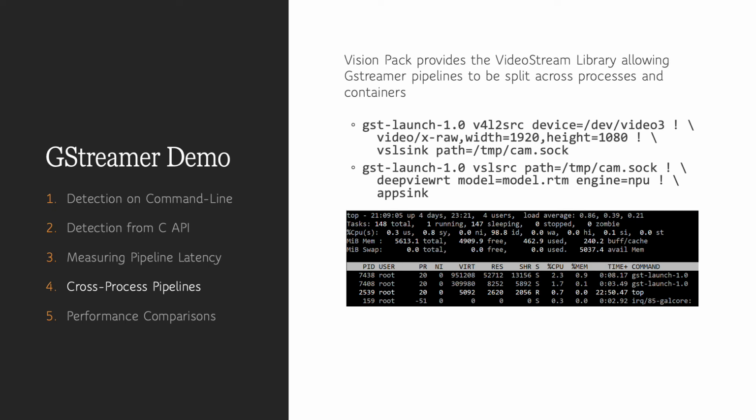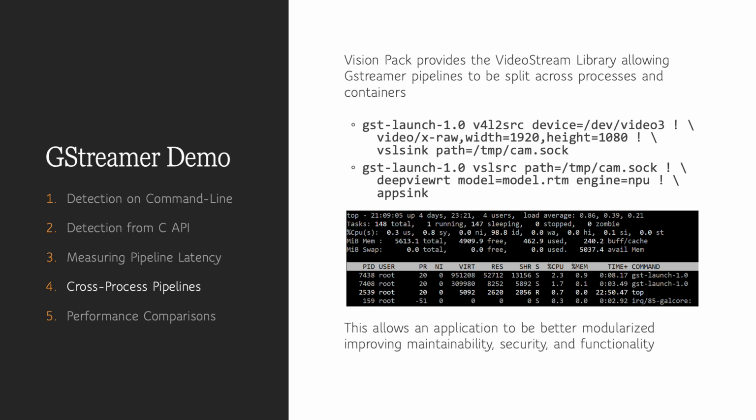Now we show this application running with the top output, and we can see CPU load is very low while passing 1080p frames around. This processing includes the IPC of the frame passing as well as running the DeepView RT. So this allows applications to be better modularized, improving maintainability, security, and functionality.